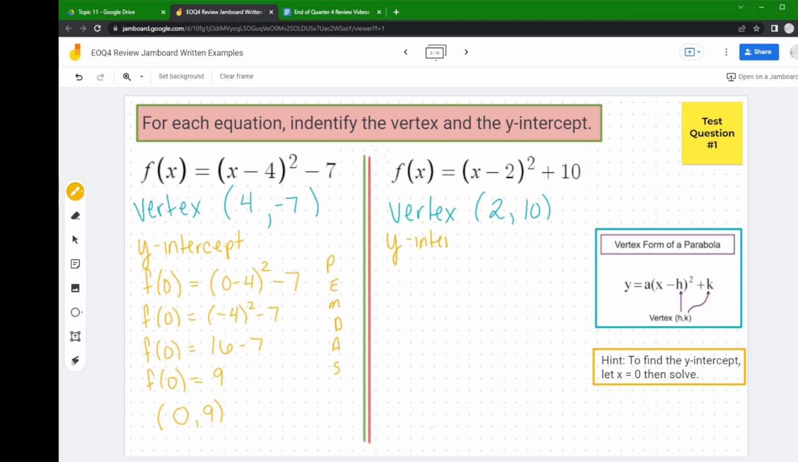And then to calculate the y-intercept, I'm finding the function evaluated at 0. So where the letter x is, I'm replacing that with the number 0. Then I simplify inside the parentheses. So 0 minus 2 is -2, squared. And I keep those parentheses, remember. (-2) squared is a +4. And then 4 plus 10 is 14. So the y-intercept on this function is at (0, 14), where 0 is what I plugged in for x.